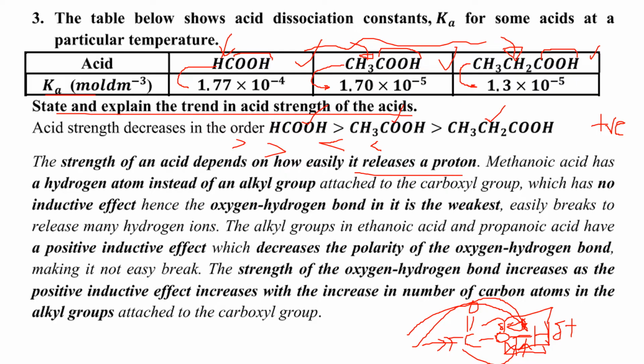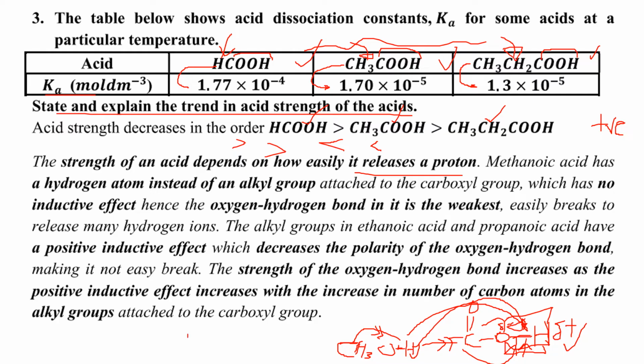But methanoic acid will have a less positive inductive effect because it has only 1 carbon atom in its alkyl group, which is the methyl group. So since 1 carbon atom is present, there will be a less positive inductive effect on the oxygen to hydrogen bond. Few electrons will be given. Therefore, this bond is going to be slightly weaker, to release a slightly higher number of hydrogen ions in solution as compared to that in propanoic acid.